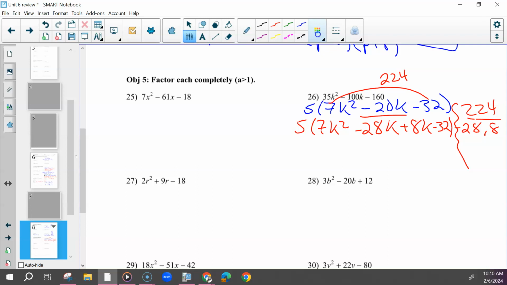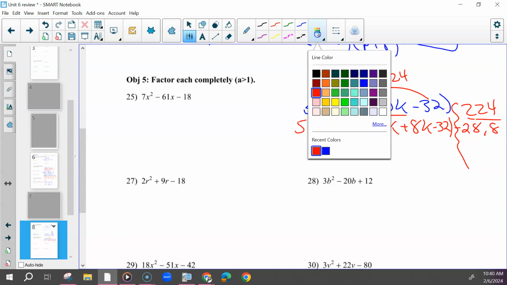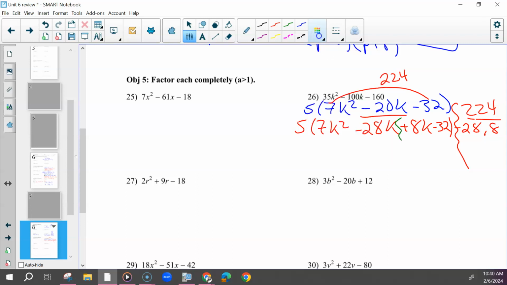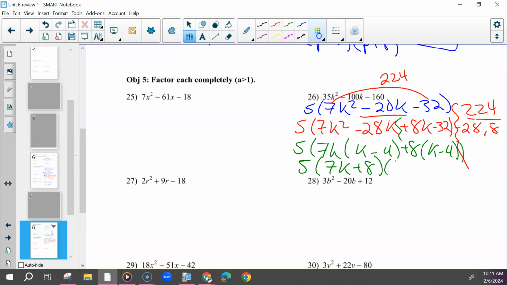Once you find your factors, that's probably the hardest part about this, and you rewrite it, then it's just like what we were just doing. It's your grouping all over again. Split it down the middle, find the GCF of the first two. We could divide them both by 7 and k, leaving us with k minus 4. These last two, we could divide them both by 8, so plus 8, leaving k minus 4, and then rewrite everything. 7k plus 8, k minus 4.